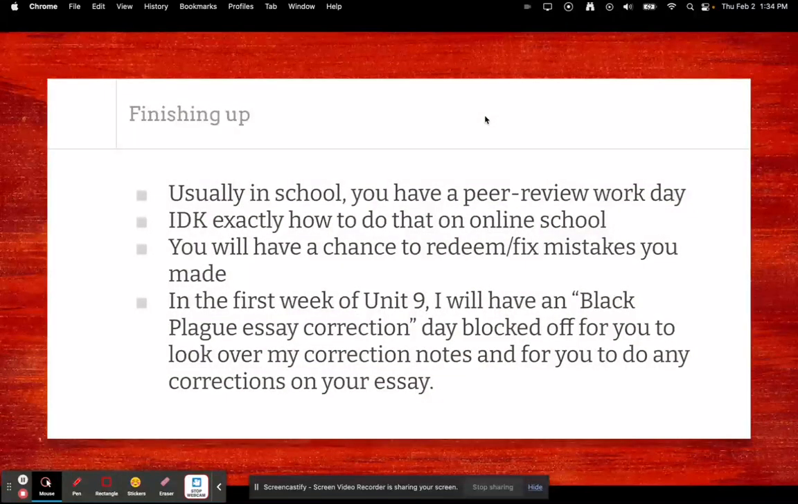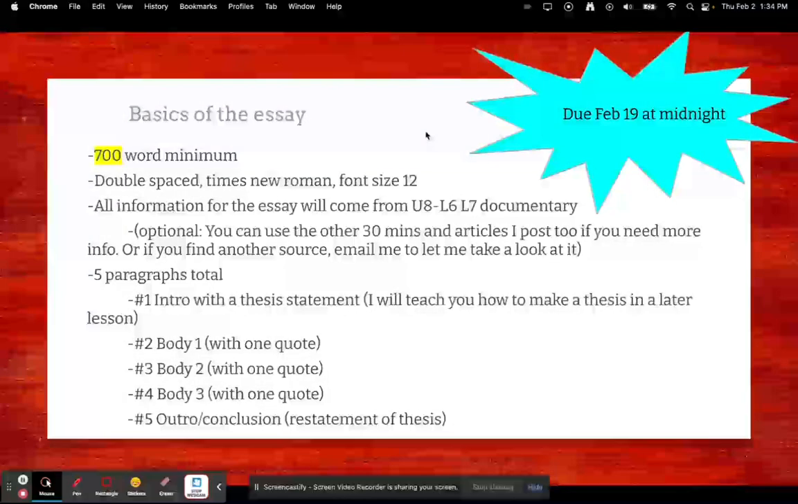So usually in school, you have a peer review workday. I don't know exactly how to do that in online school, but you will have a chance to redeem or fix mistakes that you did make. I will correct them. And then the first week of Unit 9, at some point, I haven't quite decided yet, I will have a day blocked off for a Black Plague essay correction for you to look over my correction notes and do any corrections on your essay.